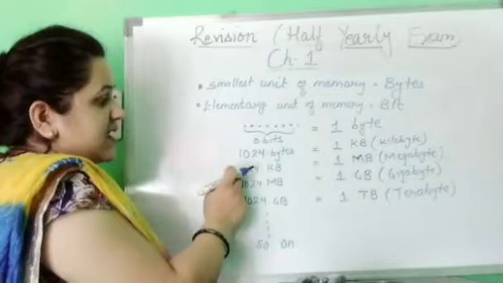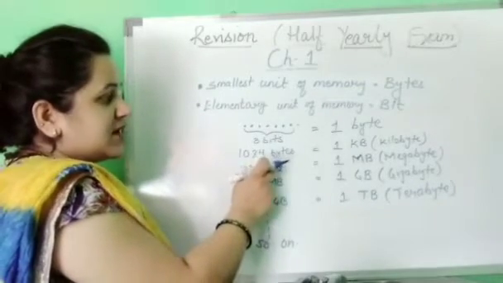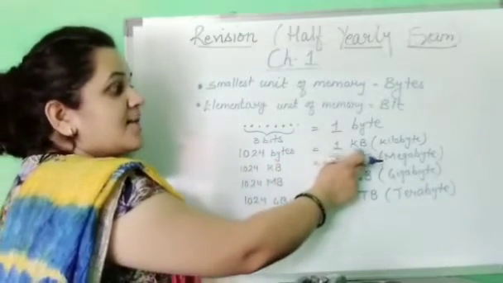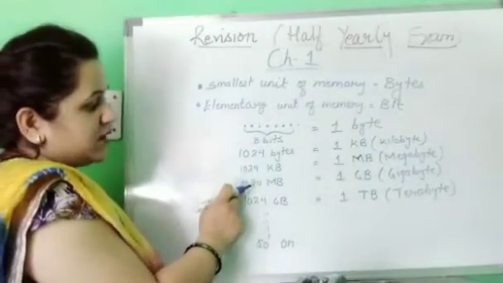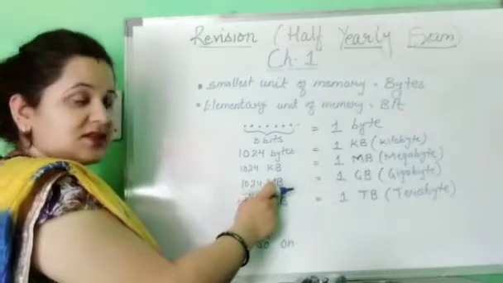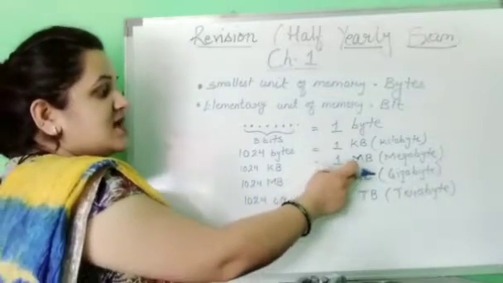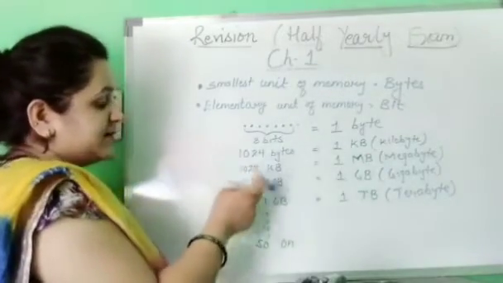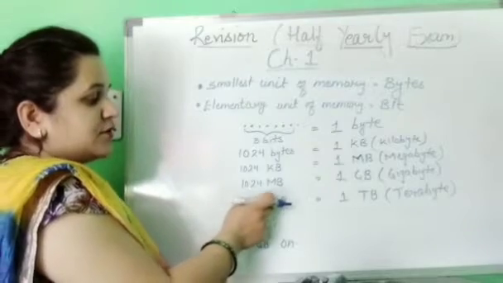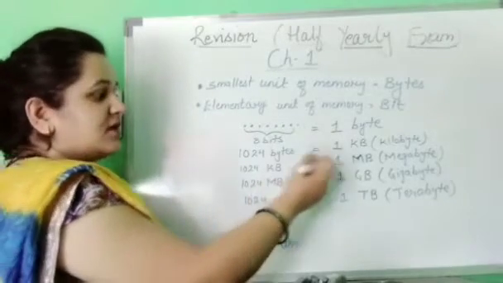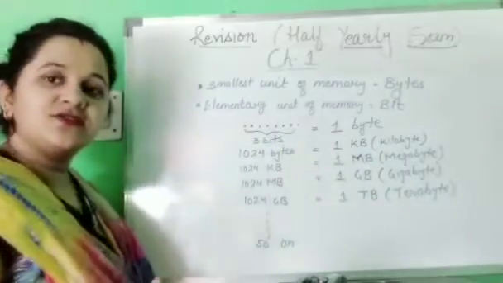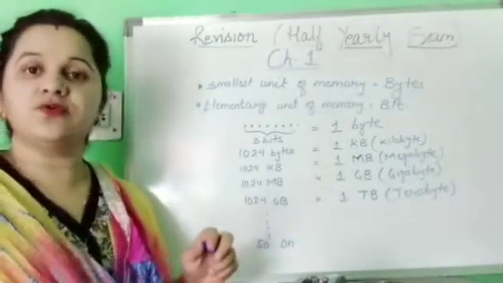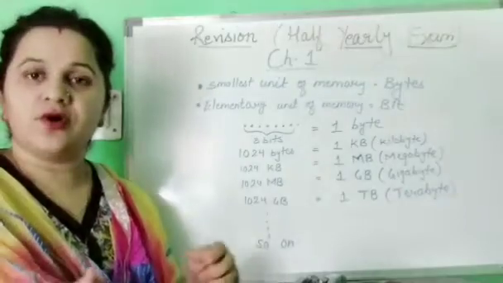Again, if we combine 1024 KB together, they make 1 MB, meaning megabyte. The same way, if we combine 1024 megabytes together, it becomes 1 GB, that is gigabyte. Then if 1024 gigabytes combine together, they make 1 TB, meaning terabyte, and so on. So these are the measuring units of memory or data.